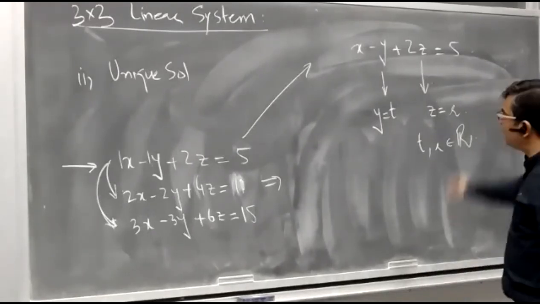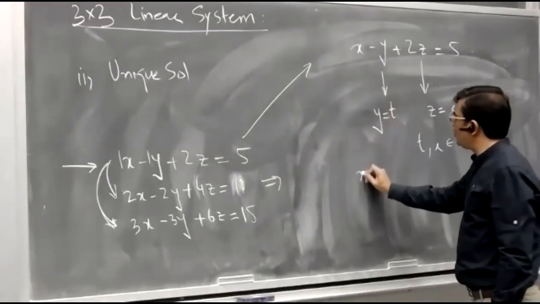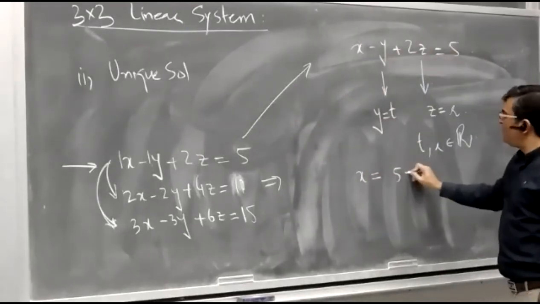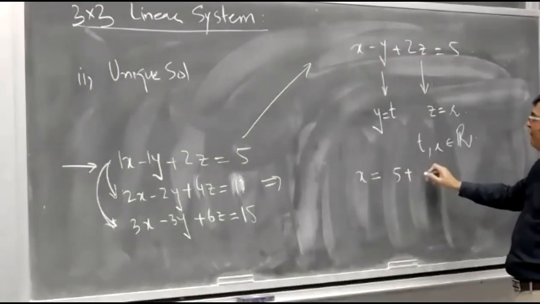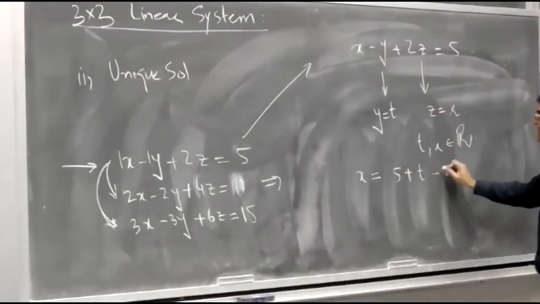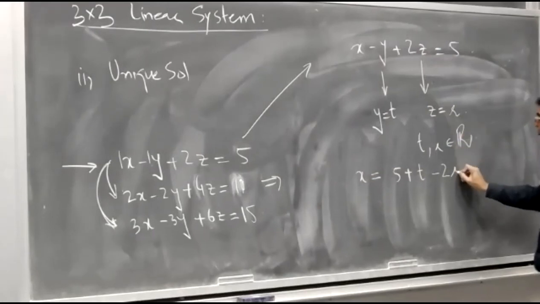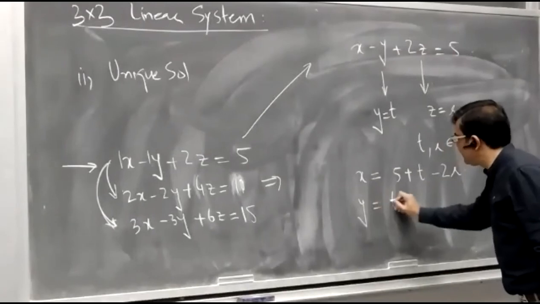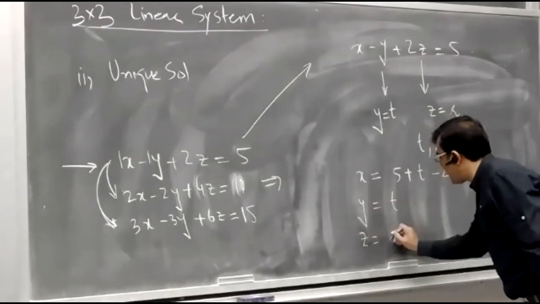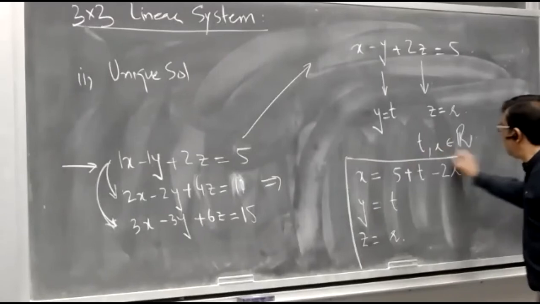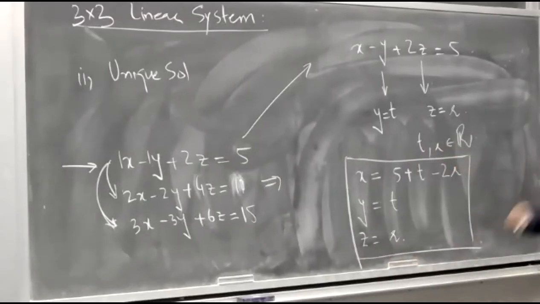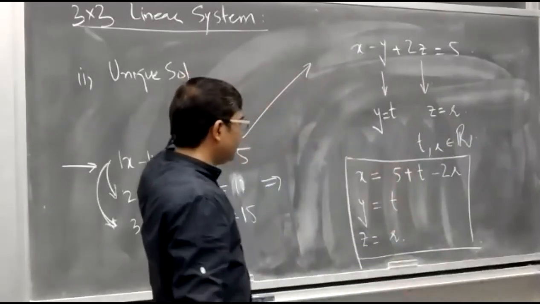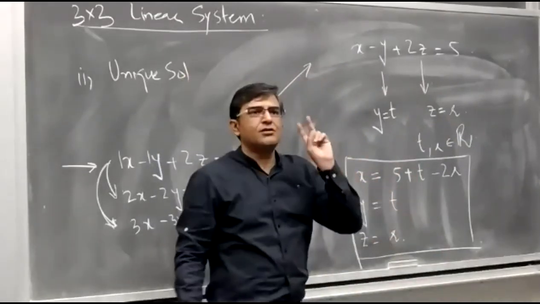Now x would be what? x is equal to 5 plus y. What is the value of y? t. And minus 2z. What is the value of z? It is r, so minus 2r. Now this is your x. y is what? It is your t. And z is what? It is your r. So this is the parametric kind of solution of the given linear system, in which we have introduced two free variables.